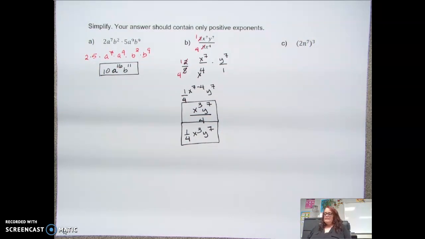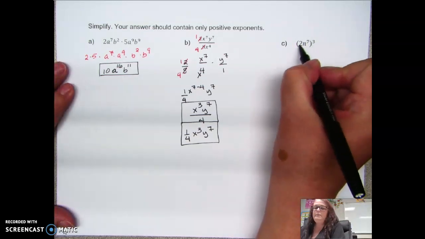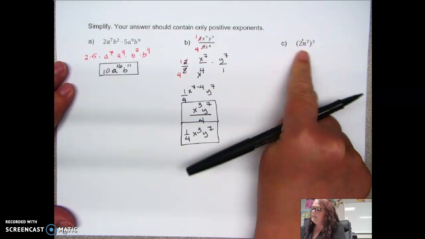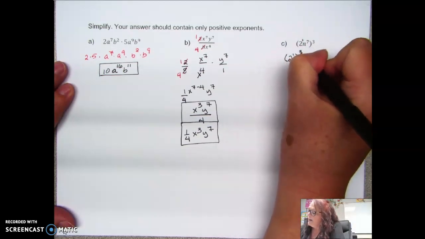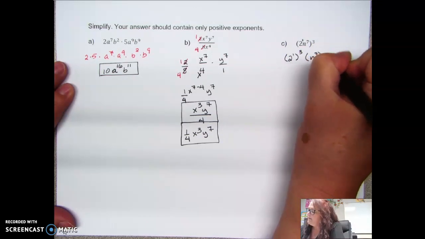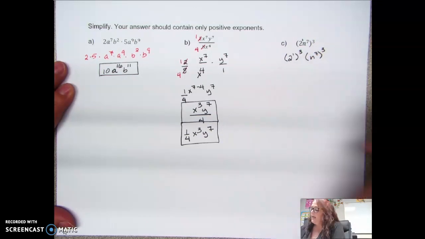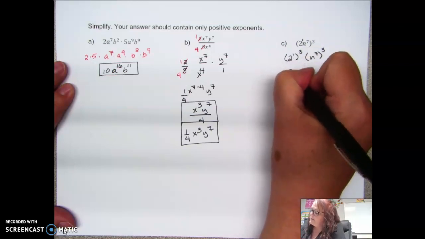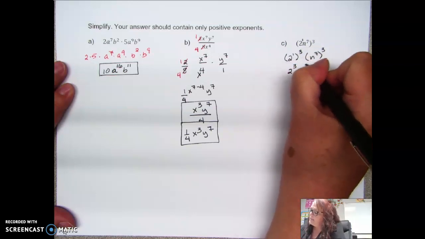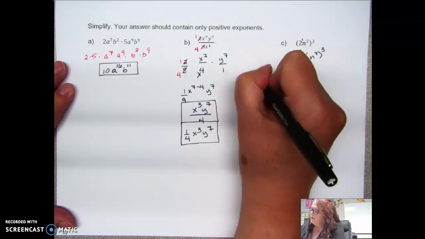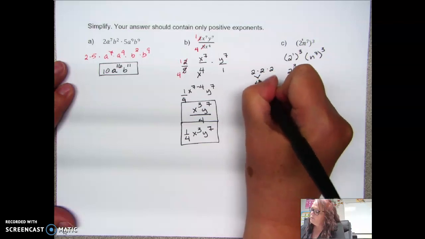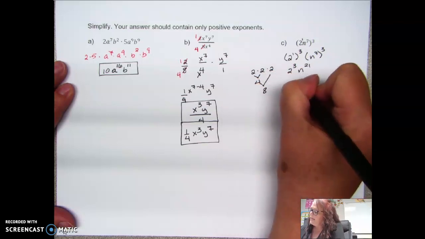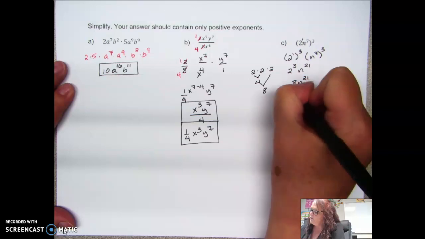So if we take a look at C, remember we said we could distribute this, but we're not distributing it to the numbers, we're distributing it to the exponents. So that means this is the same as 2 to the 1st to the 3rd power, and it's the same as n to the 7th to the 3rd power. And then the power of the power, we said multiply. So this is 2 to the 3rd times n to the 21st. So if I look at 2 to the 3rd, I get 2 times 2 is 4, and 4 times 2 is 8. So we get 8n to the 21st power.